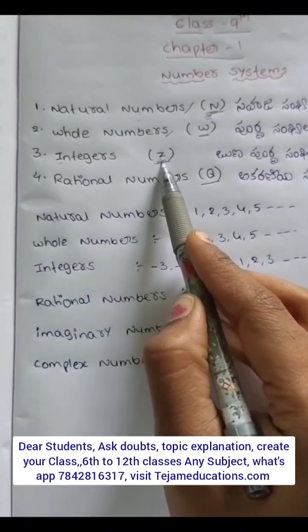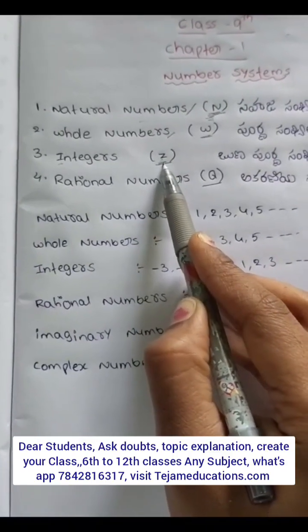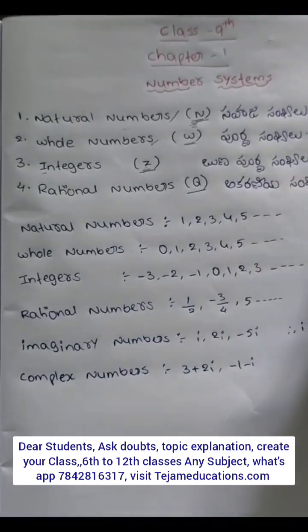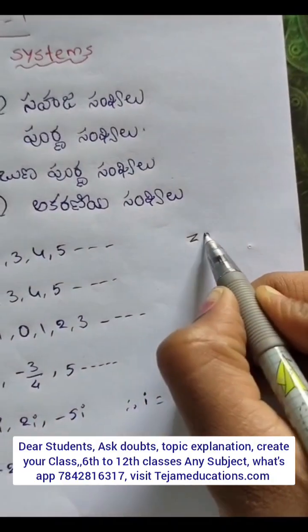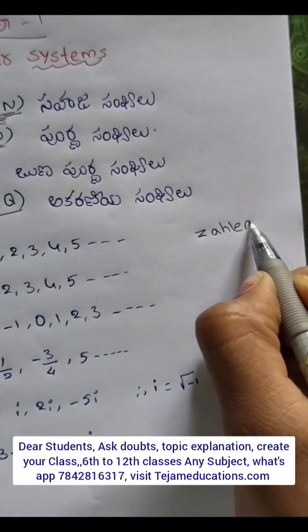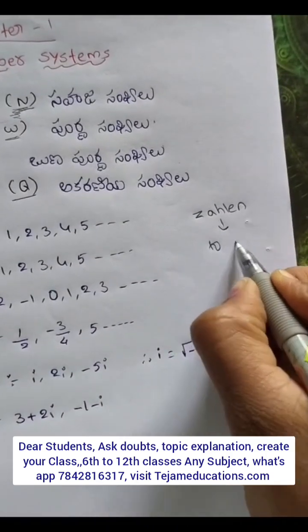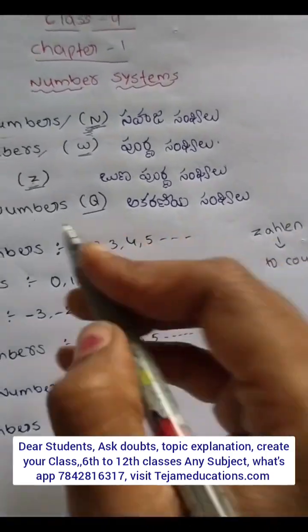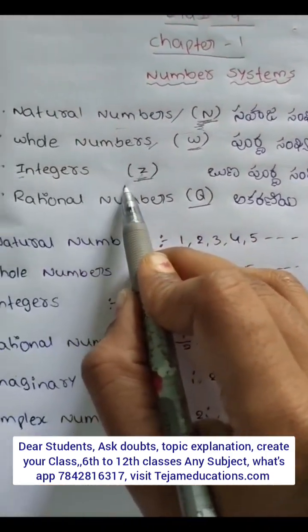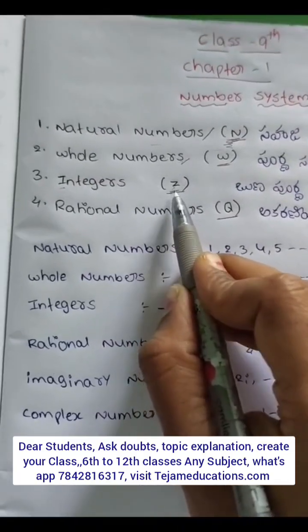Because this Z comes from the German word Zahlen, which means to count. Zahlen means to count. Here we are counting the numbers, that's why we denote this as Z.